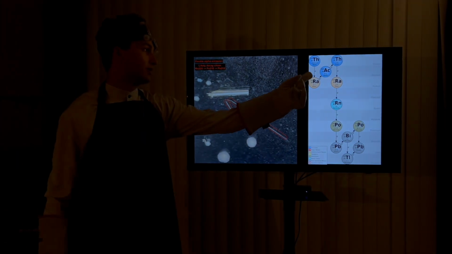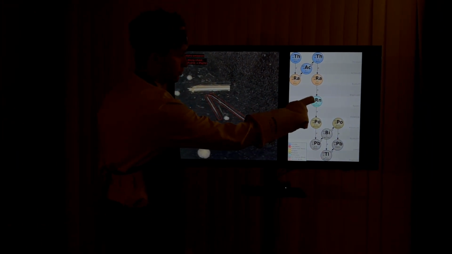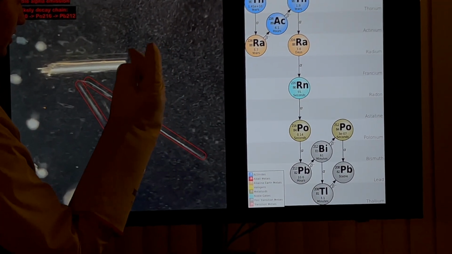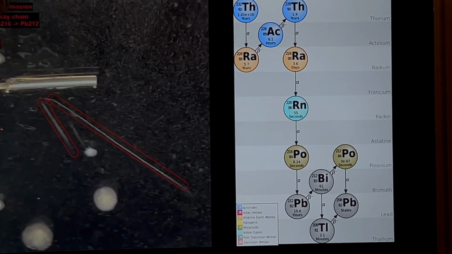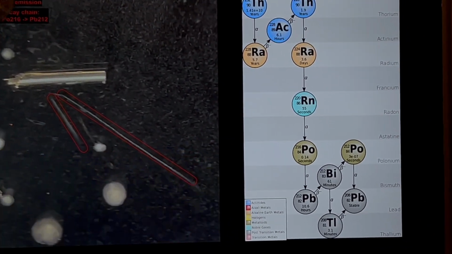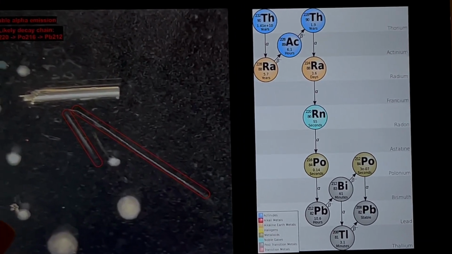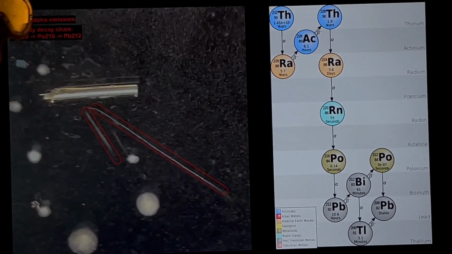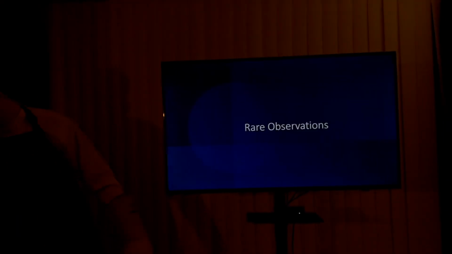Here's the decay chain right here, where we can see radon-220 has a 55-second half-life. Boom, it decays into polonium-216, 0.14-second half-life, so that's decaying pretty much instantly. And now it's lead-212. It's likely what it is.